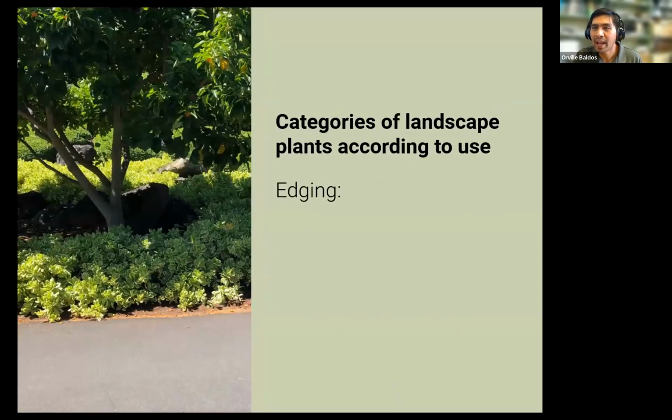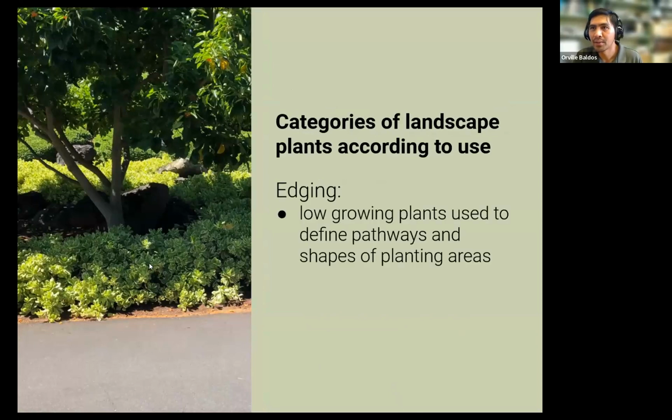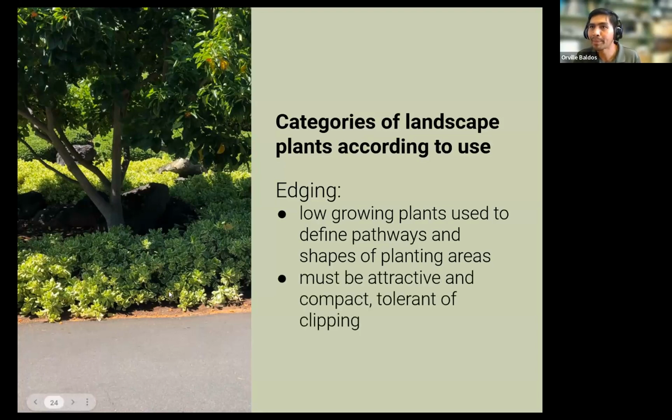Another category is edging plants. These are low-growing plants that are used to define pathways and shapes of planting areas. This is a variegated naupaka that's planted beside the road to define that roadway. Usually these edging plants are attractive, compact, and also tolerant of clipping.